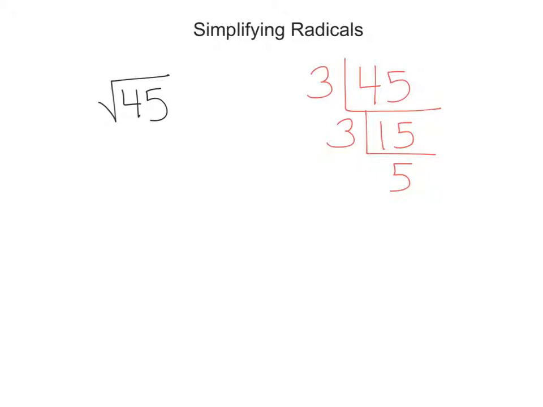Now that I have my prime factors, I circle any pairs that I have. We have a pair of 3s. So 1, 3 comes out because there's one pair, and then the 5 that's single stays in the radical.